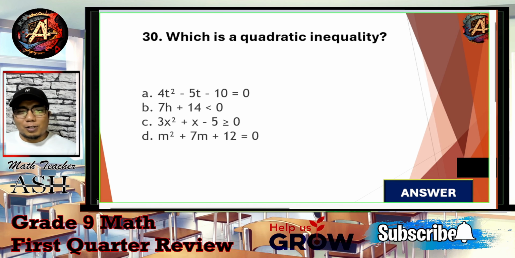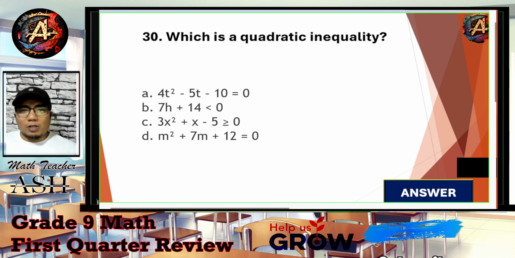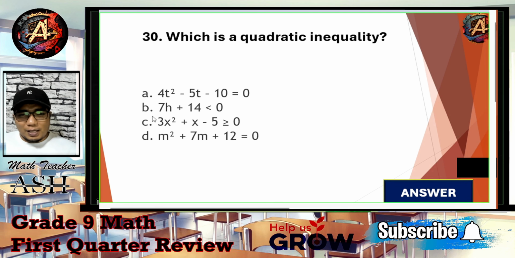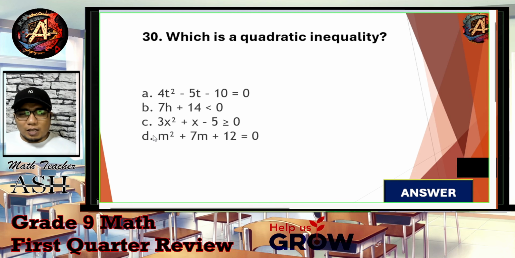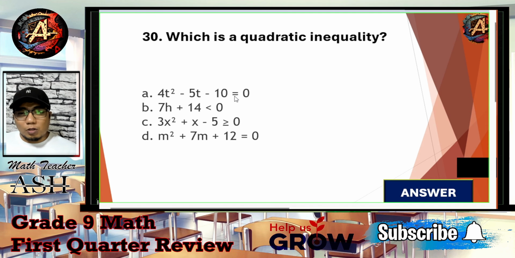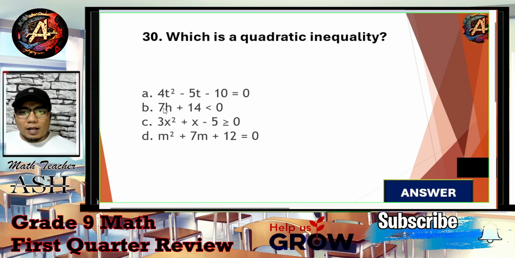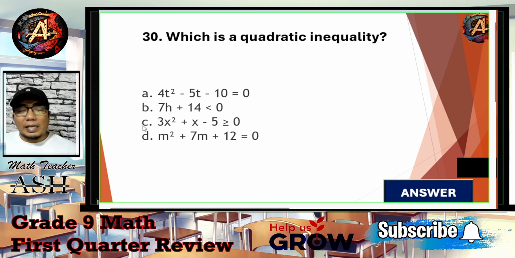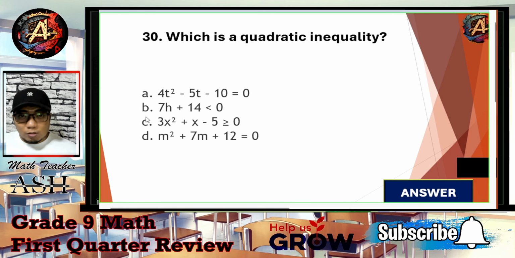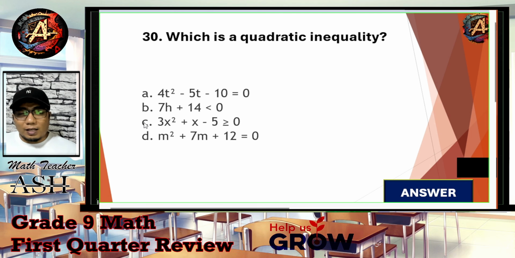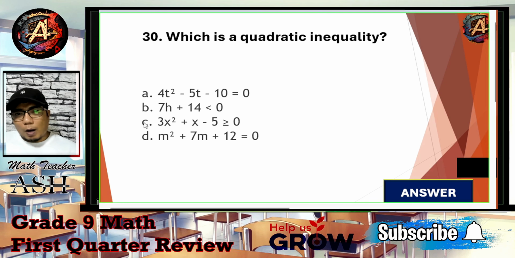Alright, my dear math learners, among the 4 choices given, there are only 2 that are considered inequality. That is letter B and letter C. Why? Because letter A and letter D are equations because they are using the equal signs. Now, in letter B and letter C, they are inequality. But which among these 2 is a quadratic inequality? Then that is in the power of 2. So, obviously, the answer is letter C. Let's check whether we are correct.